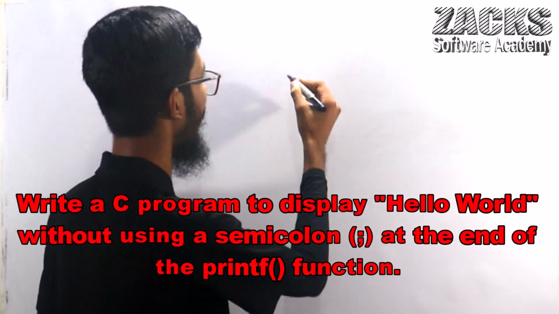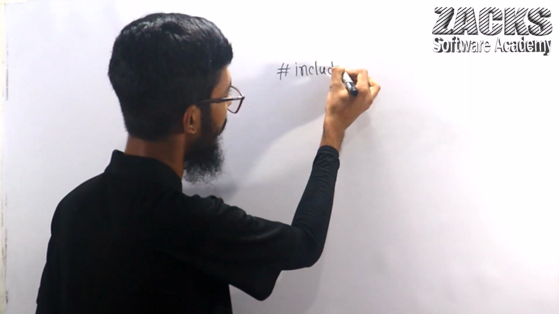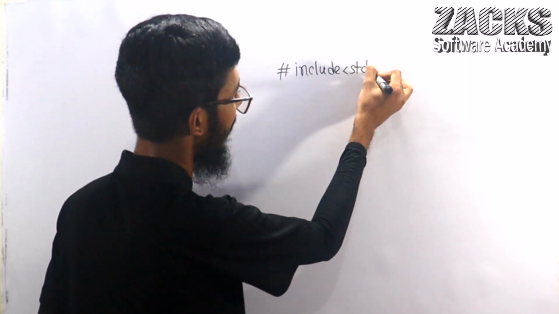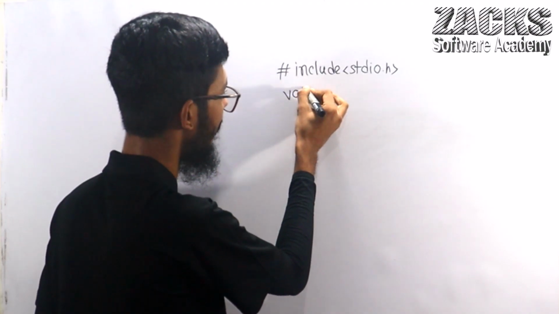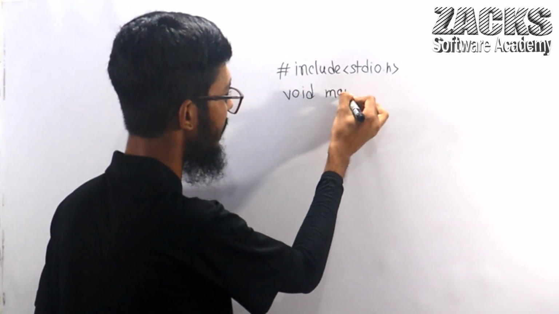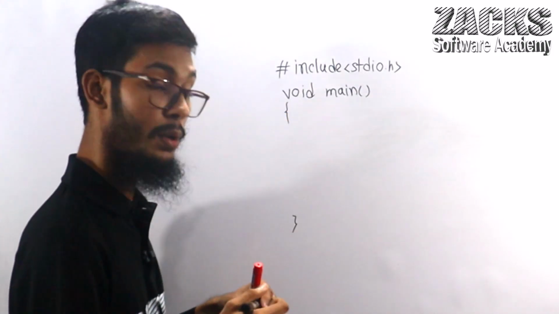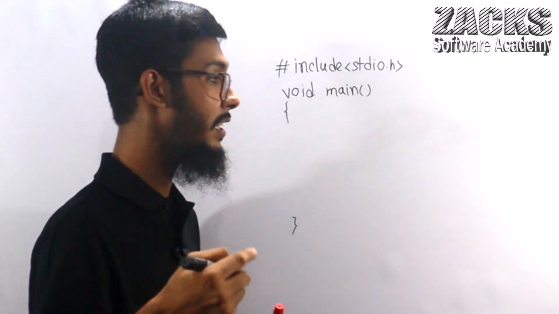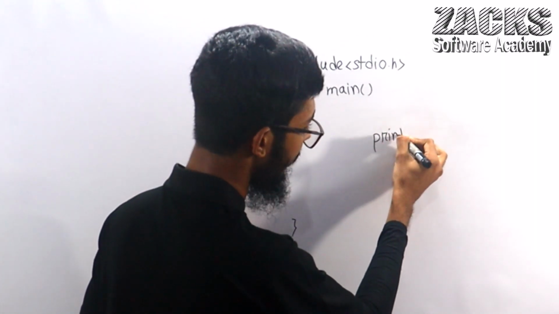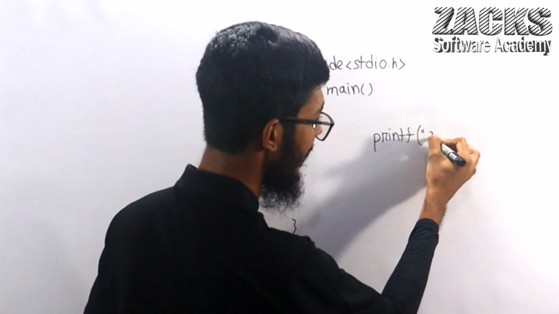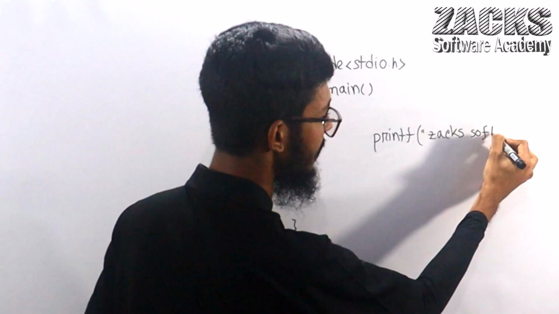So consider our C program, which you know very well. #include <stdio.h>, then our main function, void main. The return type is void. You know very well. Now tell me, if I ask you how to display any string to the console, simply you will say printf, and then any string, for example jacksoft.